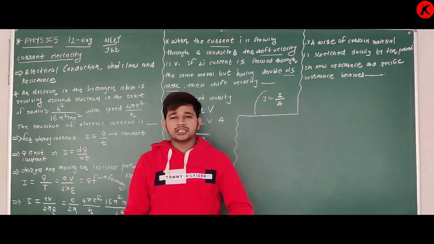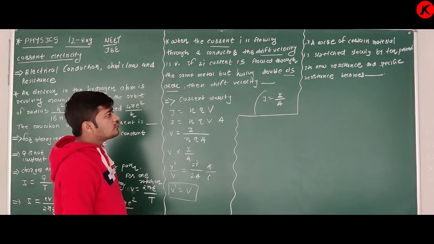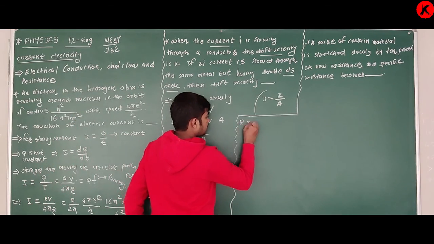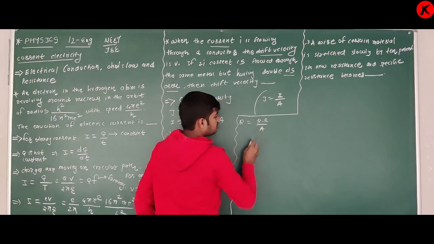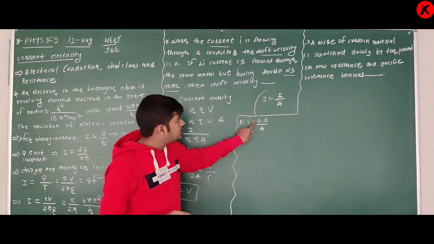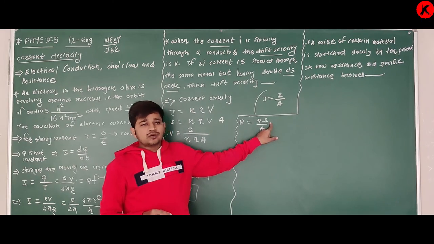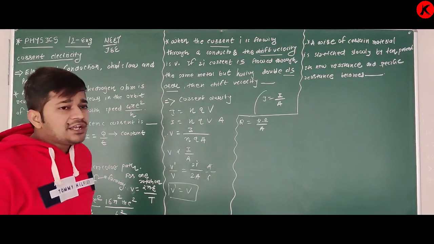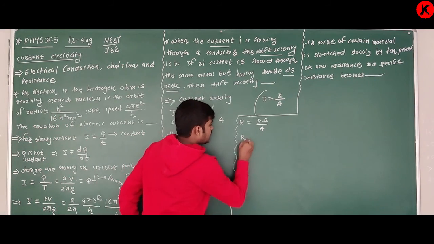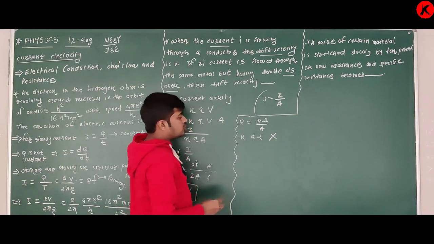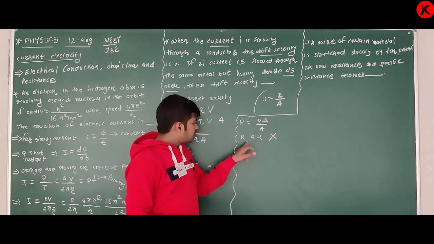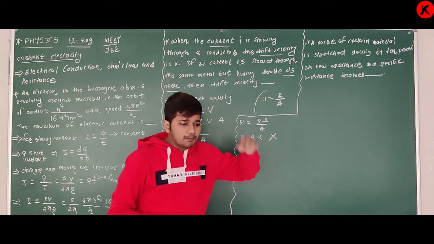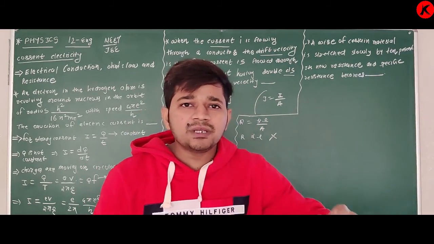So first of all, what equation do we have to use? R is equal to rho L upon A, where rho is specific resistance, L is length of the conductor, A is cross-sectional area of the conductor. Here we cannot write directly that R is proportional to L. Why? Because for R to be proportional to L, rho and A must both be constant.